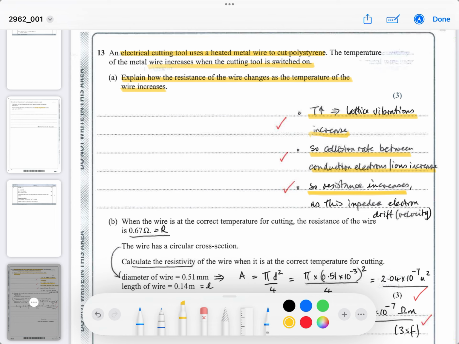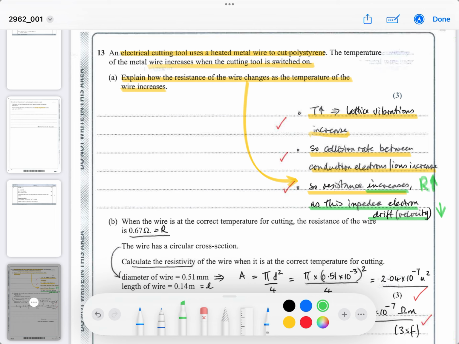Yeah. So it says explain how the resistance changes. So changes to a scientific explanation of increases. So the key word is increases. And why does that happen? Because the lattice vibrations impede the electron drift velocity. They impede the electrons, so the drift velocity goes down, so current goes down, so we say resistance has gone up. Okay, hope that makes sense.